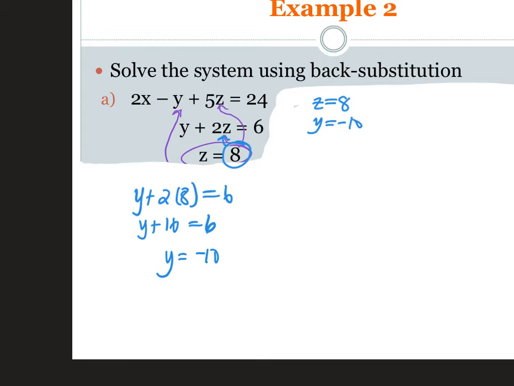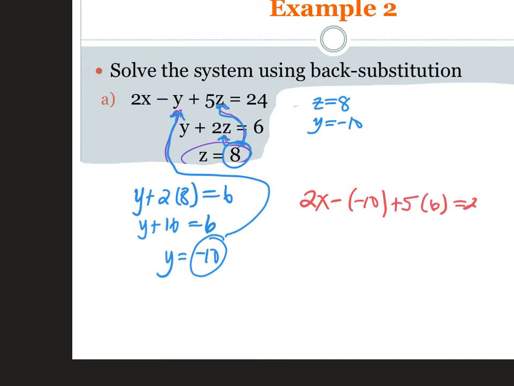Now I'm going to take y, plug it in there. I'm going to take z, plug it in there. I'm going to solve for what? So 2x minus, this is where you got to be careful, minus a negative 10 plus 5 times 6. Does that equal 24? 2x minus the negative is plus 10 plus, this shouldn't be 6. See, I put in the wrong number. What's 5 times 8? 40 equals 24. What happens with 10 and 40? 2x plus 50 equals 24.